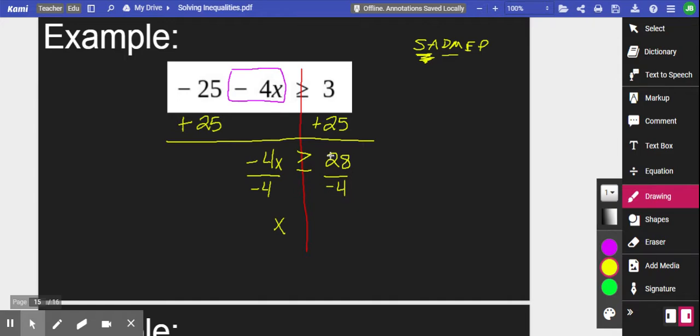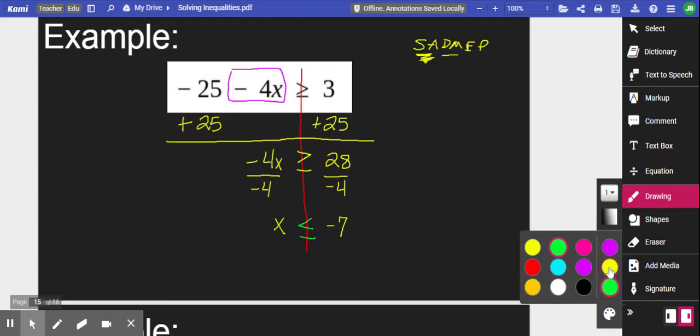So negative 4 divided by negative 4 is 1, and 1 times x is x. 28 divided by negative 4, again, a positive divided by a negative is going to be negative. 28 divided by 4 is 7. Now, if you remember earlier, we mentioned that when we divide by a negative number, this symbol is going to have to change directions, right? Because that negative sign causes us to flip to the other side of our number line. So we come up with a solution set of x is less than or equal to negative 7.